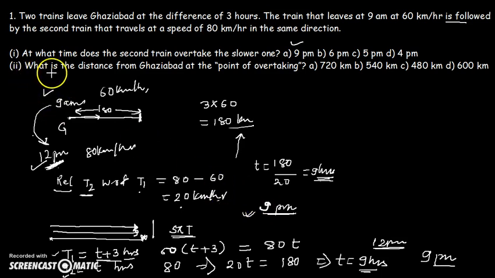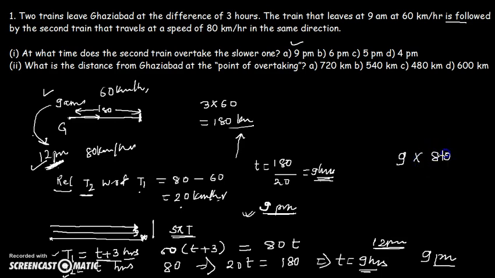And what is the second question? The second question says, what is the distance from Ghaziabad at the point of overtaking? So you can directly say the time: the second train travels for 9 hours. The second train travels for 9 hours. And what is its speed?